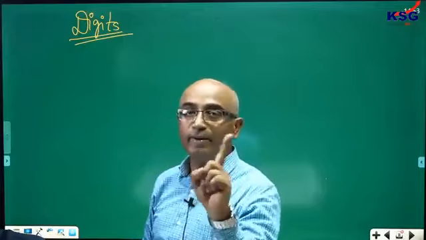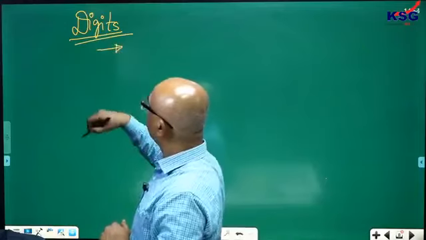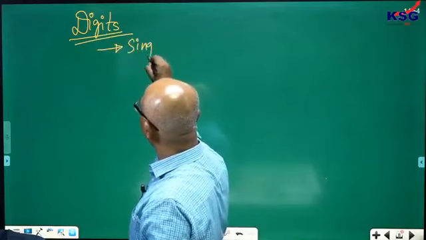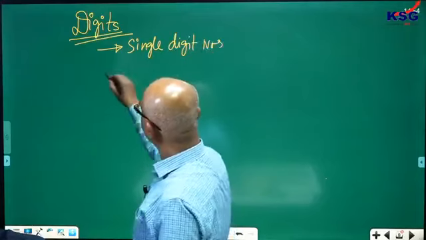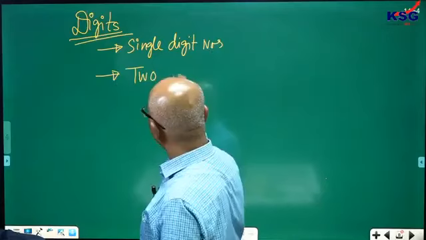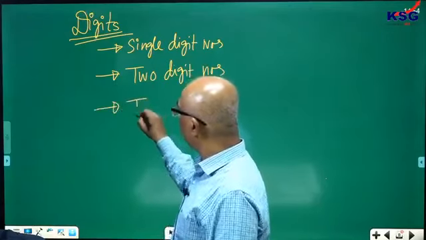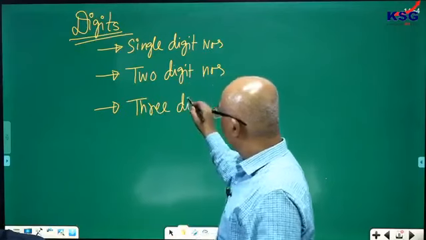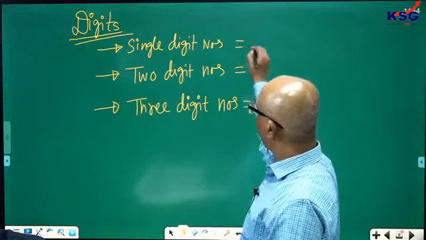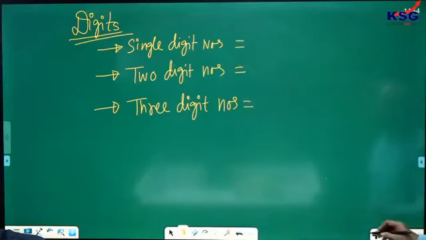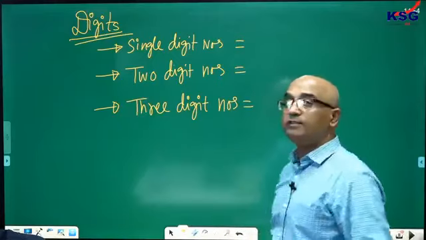Only logical discussion matters right now, right? So please concentrate here. Write: single digit numbers, two digit numbers, three digit numbers. See here, one last small theory and then we will go for practice of CSAT type questions.